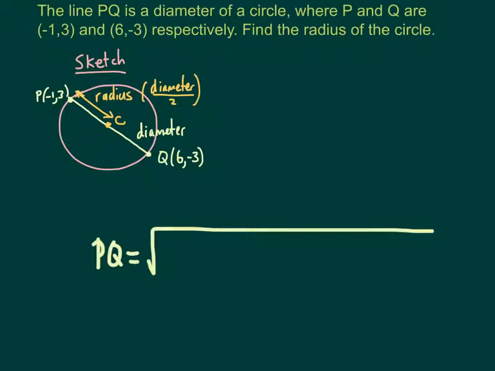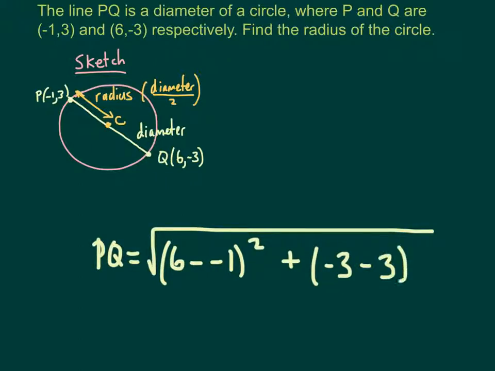So if we work out the length of PQ first, that's going to be the square root of the difference in the x's, 6 minus -1 squared, plus the difference in the y's, -3 minus 3 squared. Make sure you do them in the right combination: the x's from that one take away the x's and y's from that one. If you don't get them in the same order, then you could have a problem.